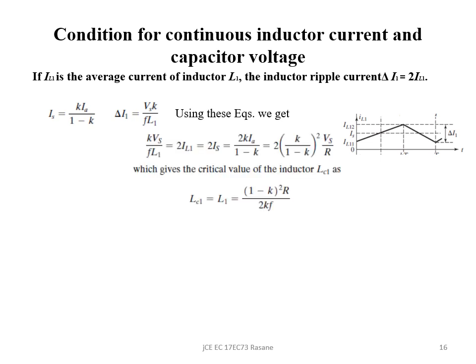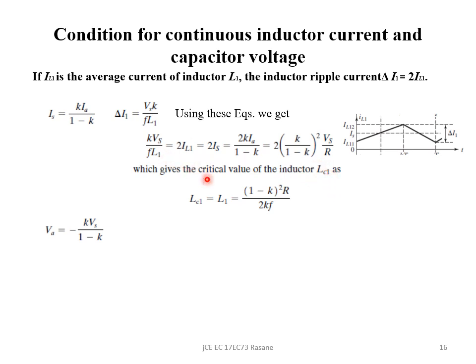So using these equations, I will equate delta I, that is KVs upon FL1 is equal to delta I1, which is equal to 2 times IL1, which is equal to 2 times Is, and hence this becomes equal to Is is equal to KIa upon 1 minus K. So this is equal to 2 into Ia, which can be written as VA upon R, and we know the value of VA, which is equal to K into Vs upon 1 minus K. So when I substitute for Ia equal to VA by R and VA equal to KVs upon 1 minus K, the right hand side term becomes equal to 2 into K upon 1 minus K, the whole squared into Vs by R. This gives the critical value of the inductor LC1.